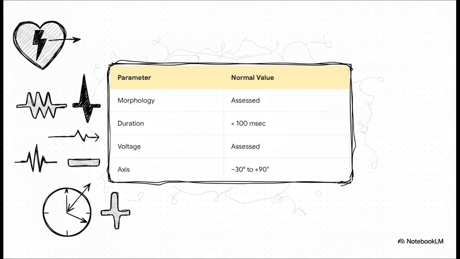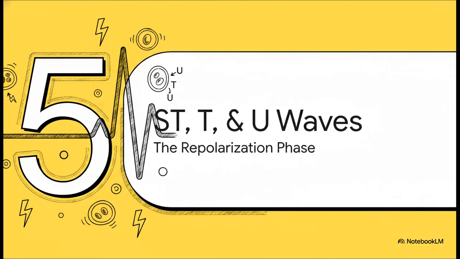Third, voltage, or amplitude. This gives us clues about the mass of the ventricular muscle. And finally, the electrical axis. This tells us the net direction of ventricular depolarization and can reveal conduction defects or even changes in the heart's anatomy.